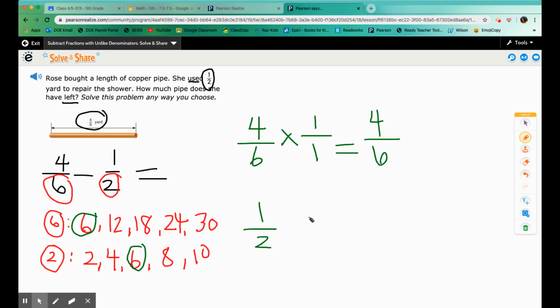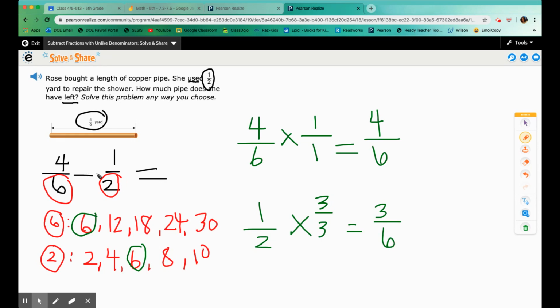So now for 1/2, though, the denominator is not six. So I'm going to go to my list of two and go 1, 2, 3. So I multiply my numerator and my denominator by three. So 1 times 3 is 3. 2 times 3 is 6. 3/6. So I have 4/6 and 3/6.